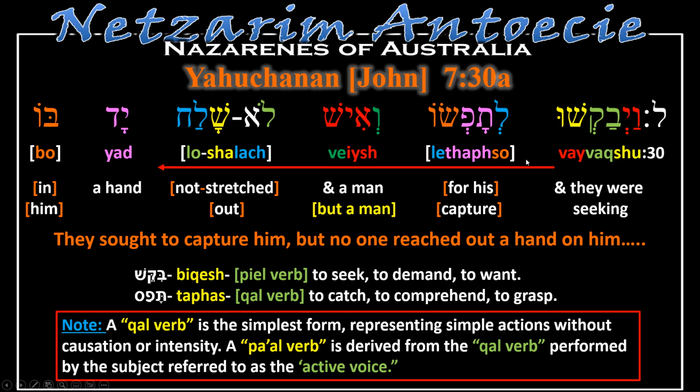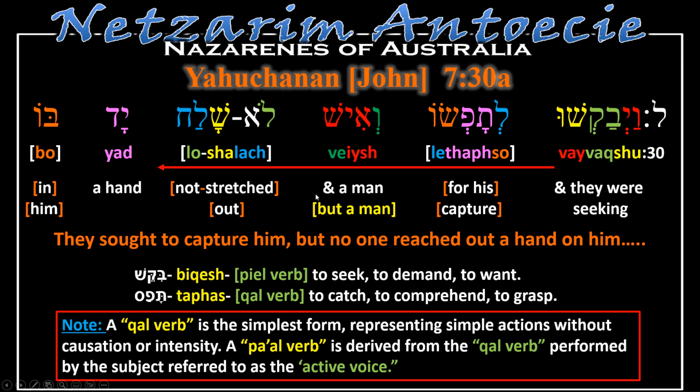Ve'vakshu, and they were seeking. So it's a completed action because of the prefix and it's third person at the end. And they were seeking. Le'tafso, for his capture. The pronoun is at the end, so we've got to look at the root. And the root is tafas, which is a kal verb, to catch, to comprehend, to grasp, for his capture.